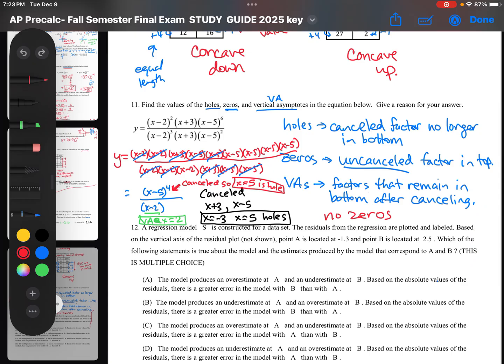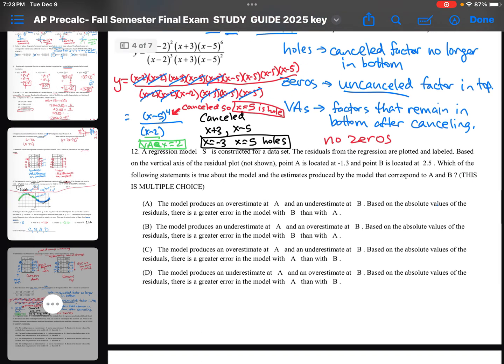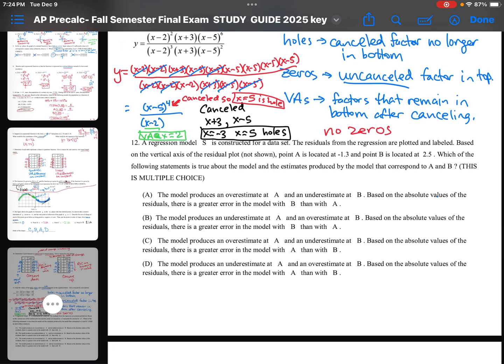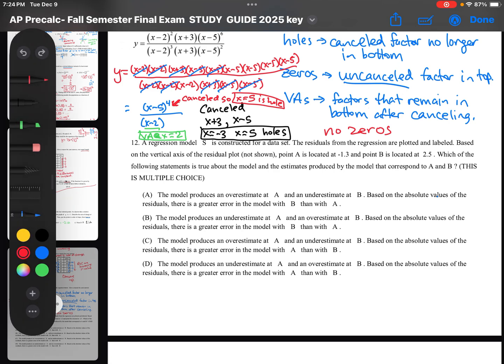In this next question, it says a regression model S is constructed for a data set. The residuals from the regression are plotted and labeled. No, they're not. We don't see those. If we were to envision this, a residual plot has a vertical axis, which represents the residuals. The residuals range from 1, 2, 3 above, and then -1, -2, -3 below. Remember, the residual line is your prediction.